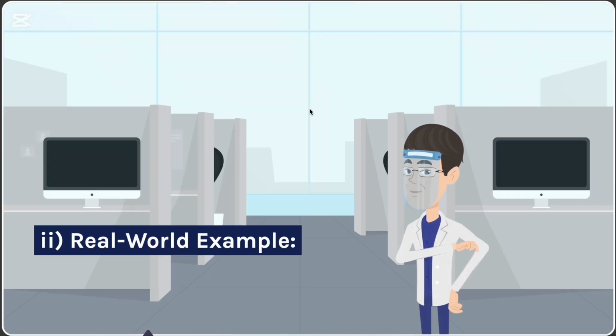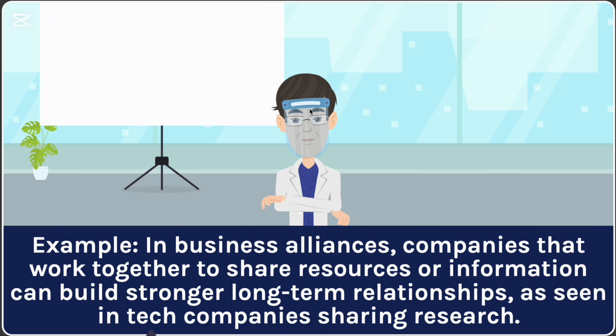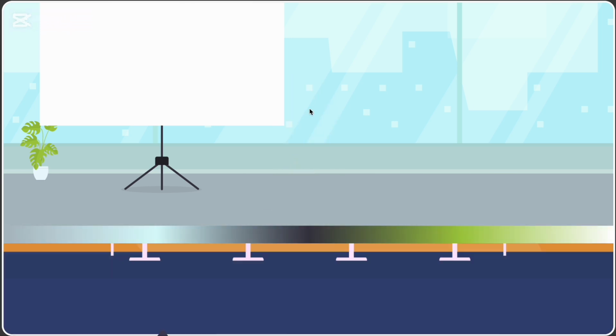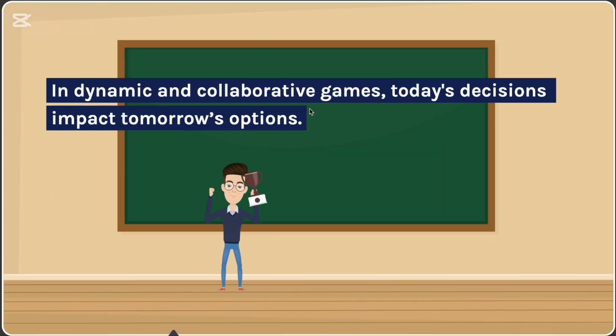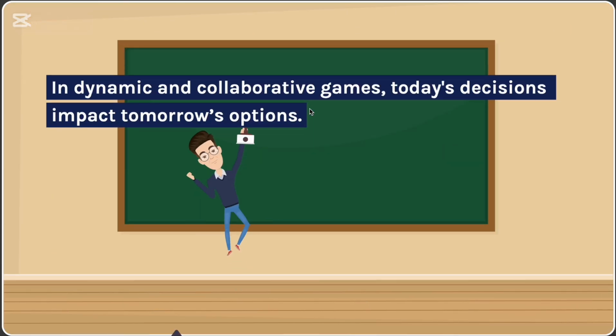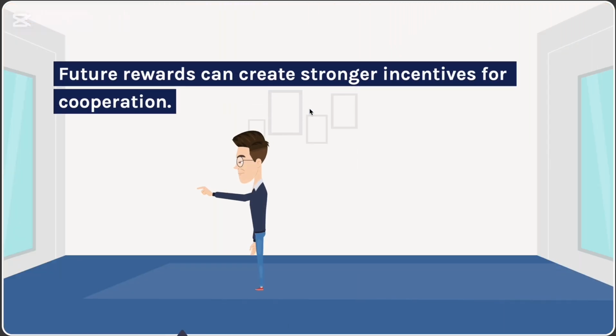Real-world example. In business alliances, companies that work together to share resources or information can build stronger long-term relationships, as seen in tech companies sharing research. Importance for future outcomes. In dynamic and collaborative games, today's decisions impact tomorrow's options. Future rewards can create stronger incentives for cooperation.